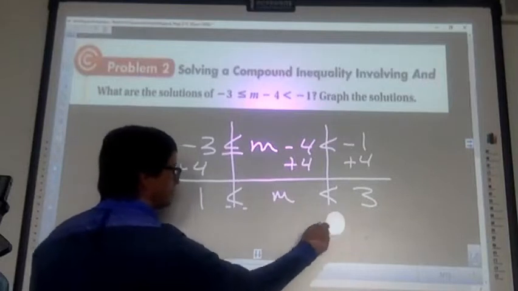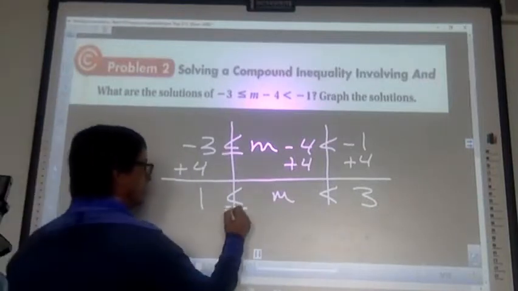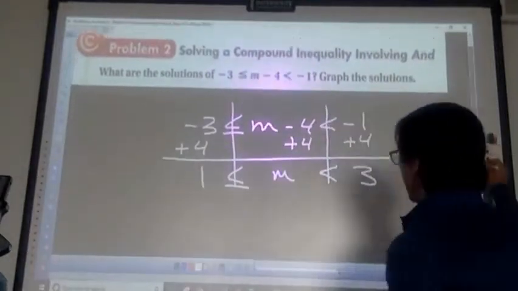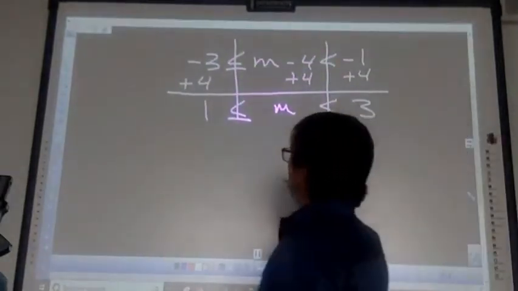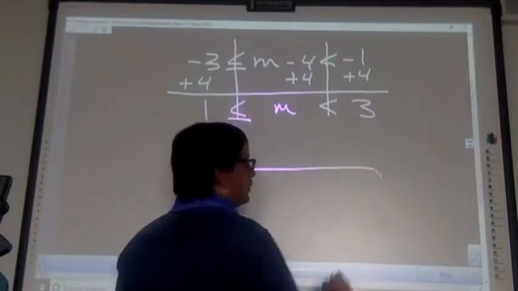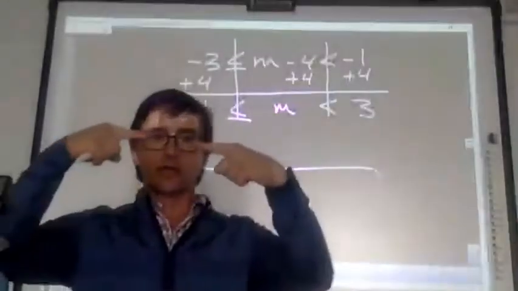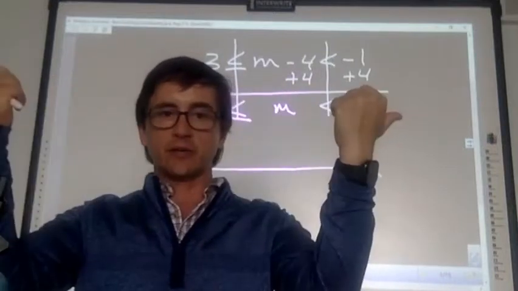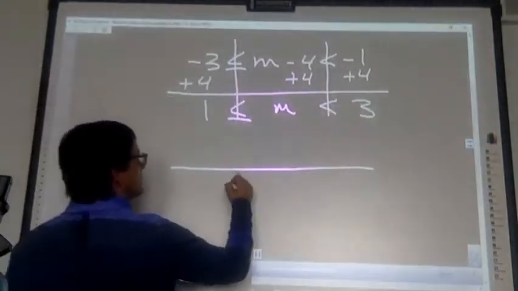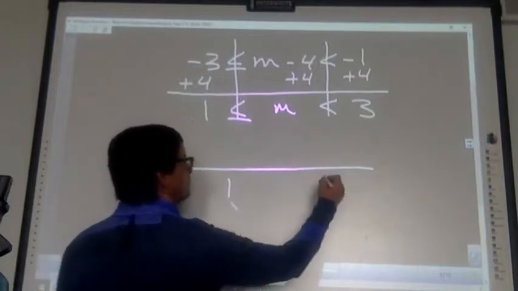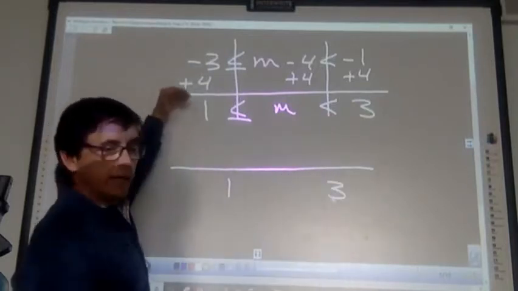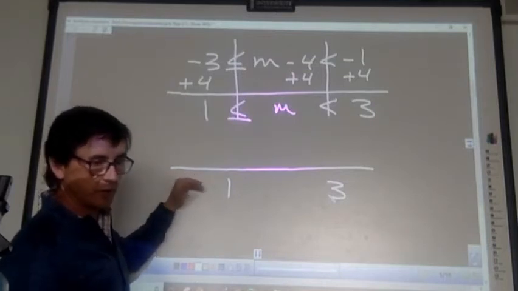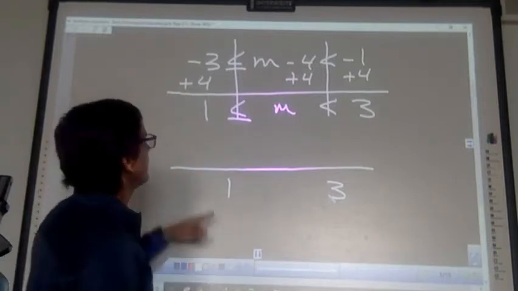I'll let you get caught up. So when you make a graph, when you have an and inequality, the arrows connect. When you have an or inequality, the arrows go out. So small number on the left, big number on the right. It works for when you're writing the inequality and also when you're graphing. Always small number on the left, big number on the right.